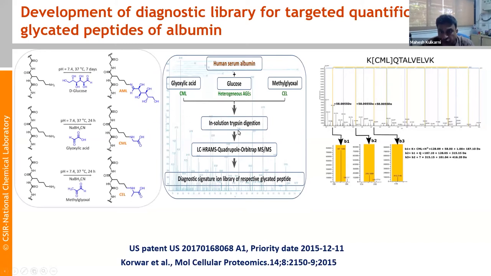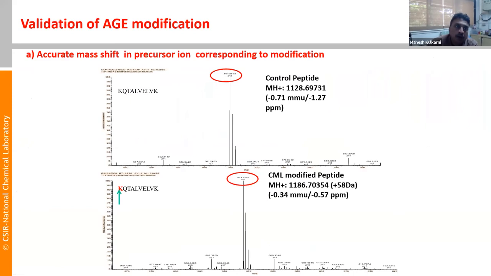So these differently modified albumins were subjected to tryptic digestion, and then analyzed on a high resolution accurate mass spectrometer, that is quadrupole orbitrap, and a diagnostic signature ion library was generated for this. So I'll show you how we characterize these PTMs. First, validation of glycation modifications. There should be an accurate mass shift in the precursor ion corresponding to the modification.